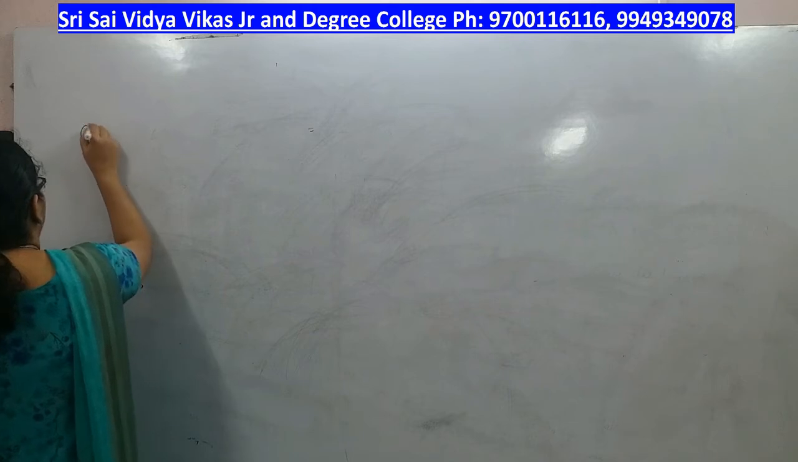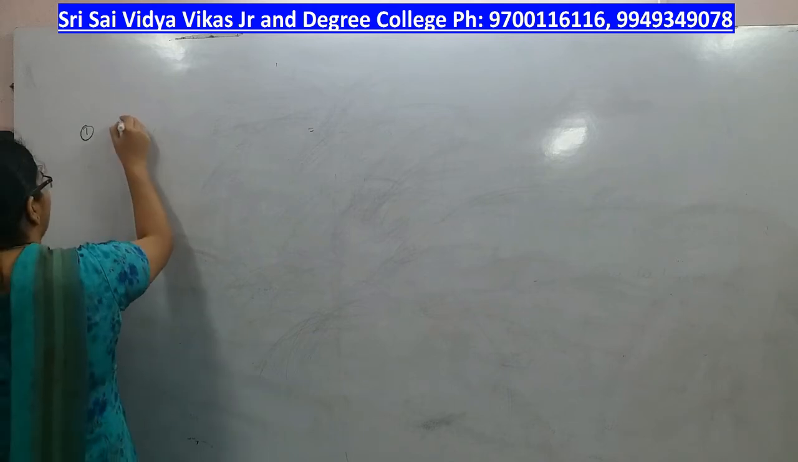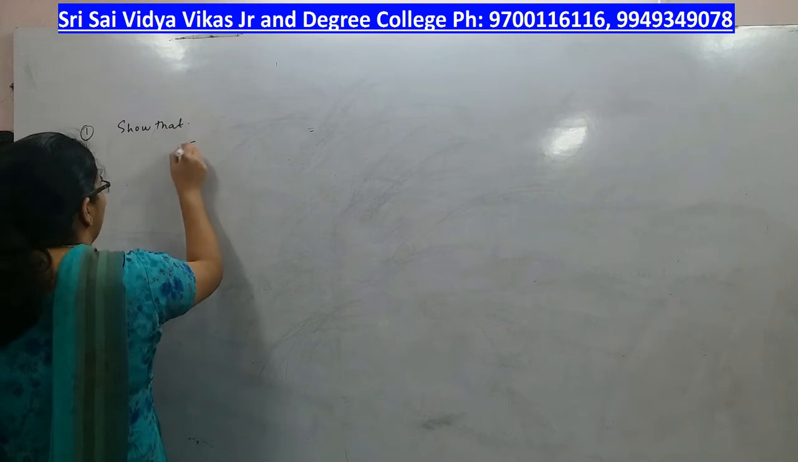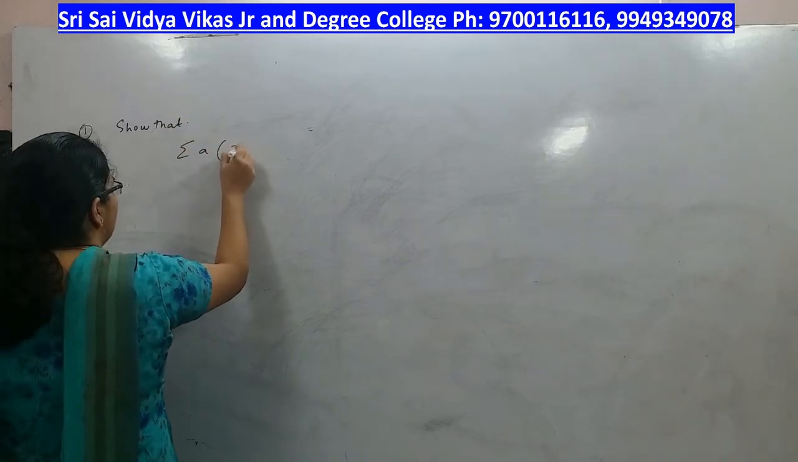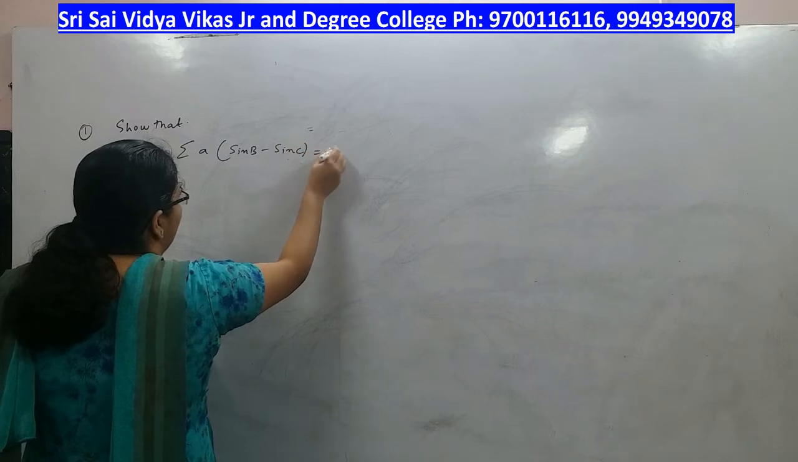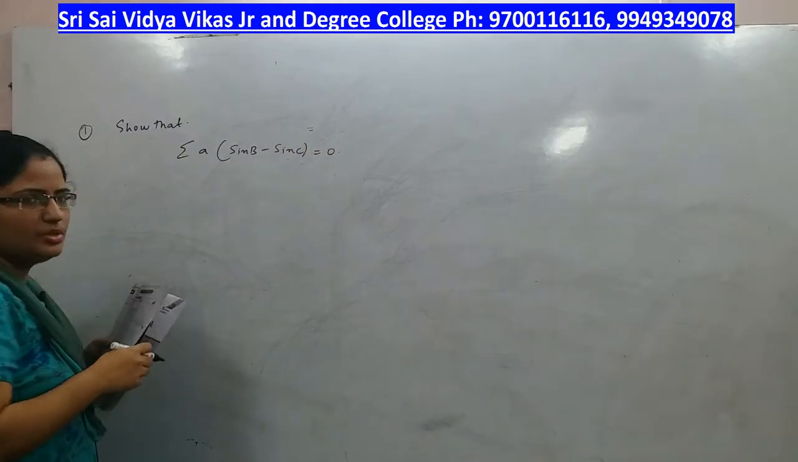First problem: show that summation a (sin B minus sin C) is equal to 0. This is what you have to show.